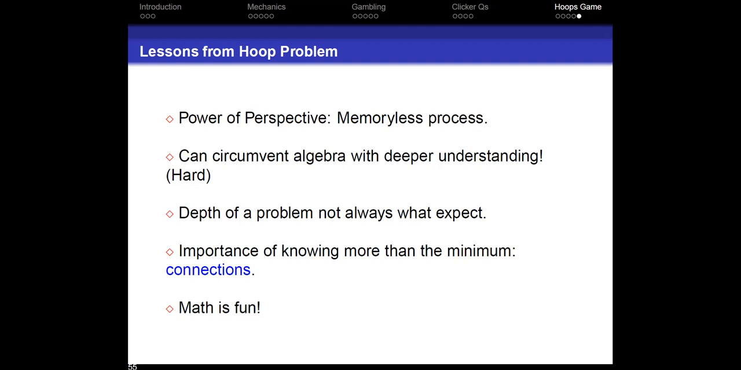You can circumvent some difficult algebra if you look at problems the right way. And again, it is very hard to do this. The more problems you do, the more experience you get. This is one of the reasons why, if people want to just write up lots of solutions to problems and do less on exams, I'm happy to do that, because there is a tremendous value to just doing lots of problems. The more problems you do, the more things you see, the easier it is for you to think, this reminds me of blank. Because you've seen so many things, it's going to remind you of something. The depth of a problem is not always what we would expect. You have this infinite sum, and you have to say, oh my God, how am I going to handle an infinite sum? We were actually able to rewrite it and make it just a simple finite sum.